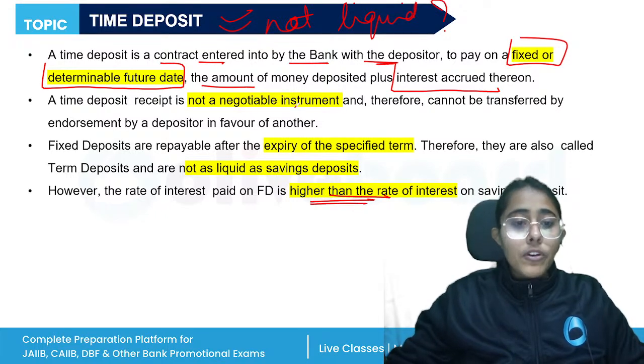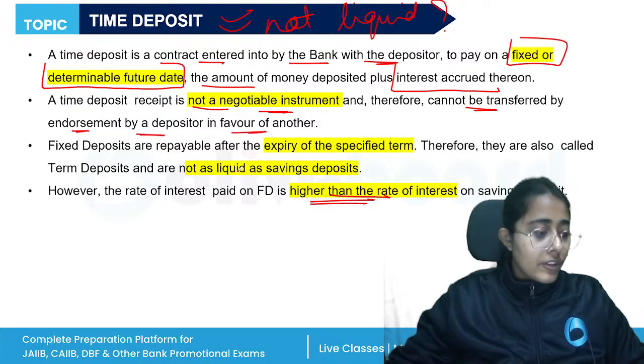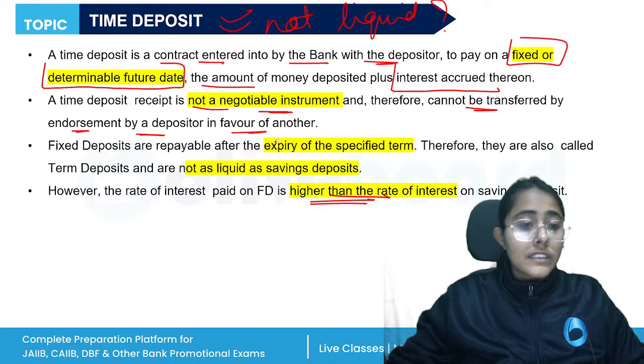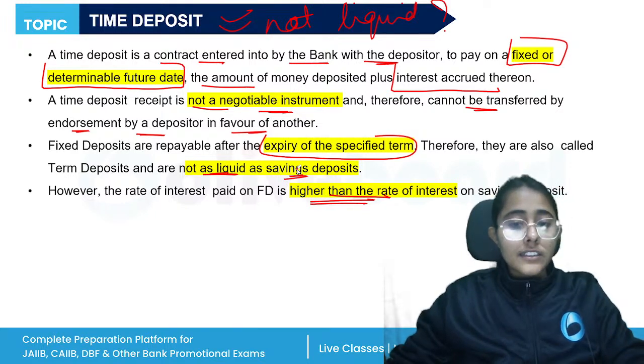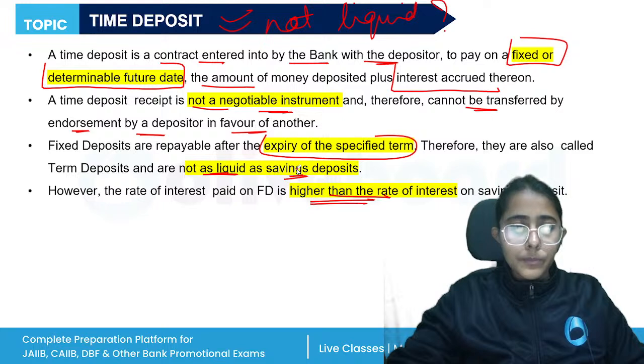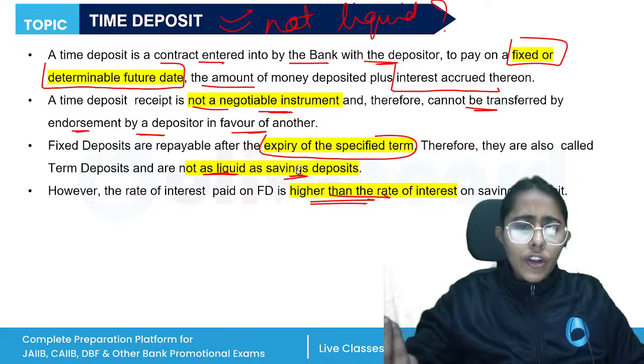The time deposit receipt is not a negotiable instrument. It cannot be transferred by endorsement in favor of another depositor. Fixed deposits are repayable only after the expiry of a specified term, and they're not as liquid as the savings deposit, but the interest that is earned is higher than the savings deposit. Then the periodicity of the time deposit differs.